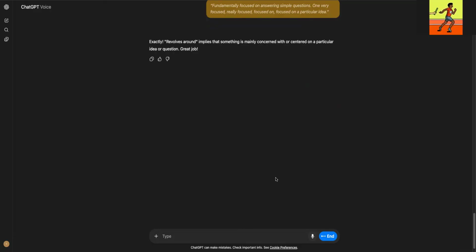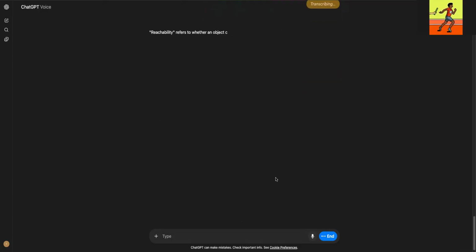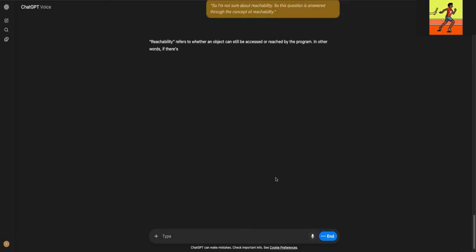Okay. So I'm not sure about reachability. So this question is answered through the concept of reachability. Reachability refers to whether an object can still be accessed or reached by the program. In other words, if there's still a way for the program to get to that object, like through a variable or reference, it's considered reachable. If it's not reachable, it means the program has no way to access it anymore, so it can be reclaimed.